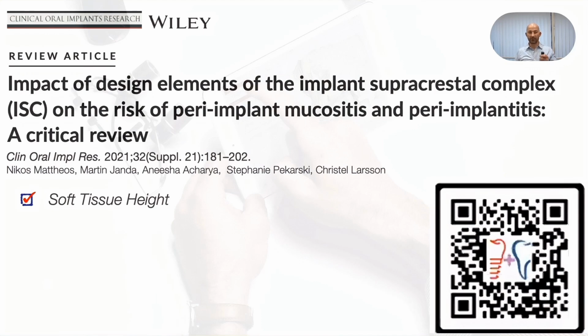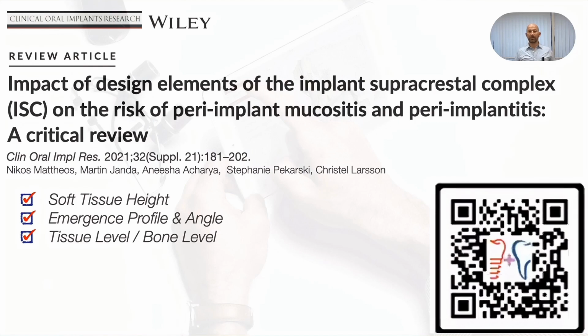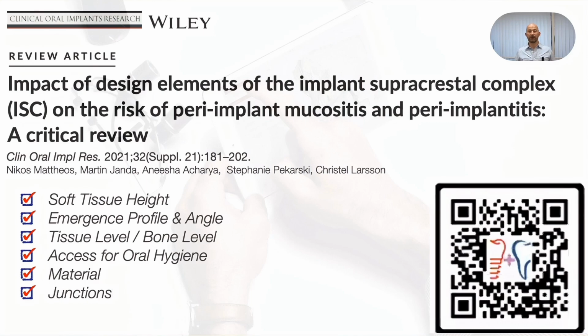We'll need to have soft tissue height. We'll need to have the proper emergence profile and angle. We'll have to choose the implant either tissue level or bone level. And then if we do bone level, we need to control the emergence angle properly. We'll need to have good access for oral hygiene. We need to consider the materials that are most suitable for the restoration. We need to plan the junctions right and have them executed in a manner that is cleansable, and then have the retention type chosen, preferably screw retained.